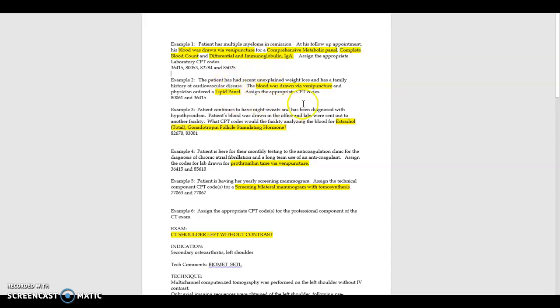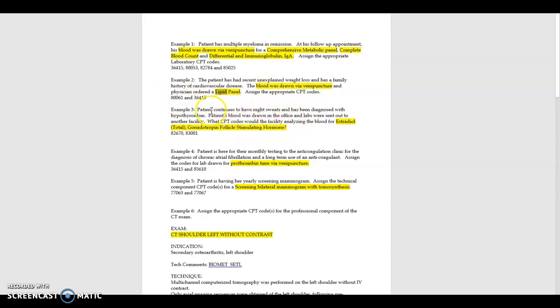The next scenario, the same thing. There was a venipuncture done, also a lipid panel. So the same thing with the panel, you're going to look for panel, and then there's going to be a specific term for lipid. So you can check those both in your tabulars.